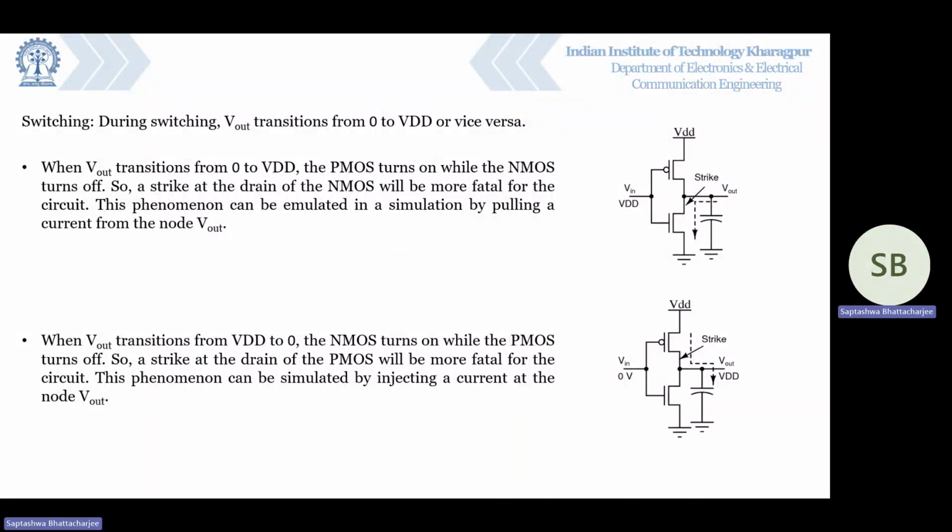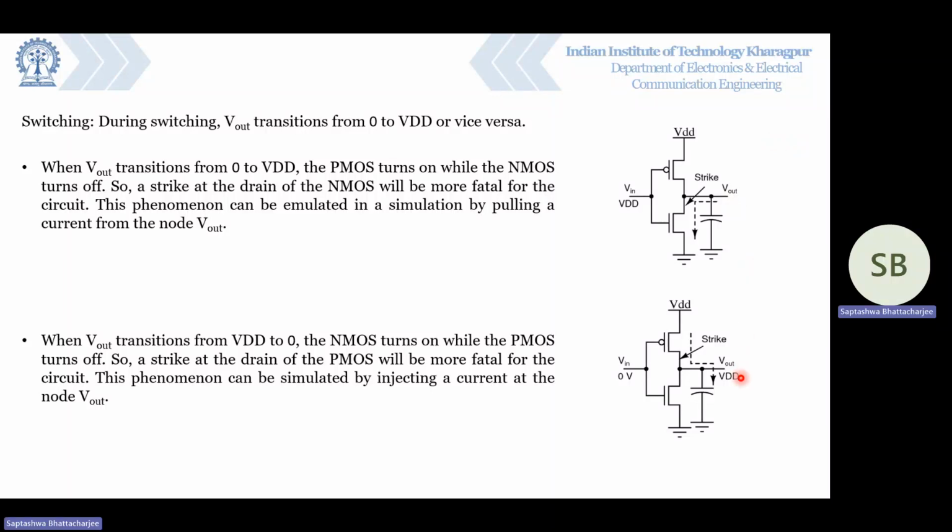Now to capture the impact of a radiation strike on the operation of a circuit, let us see its impact on a node which is undergoing transition either from 0 to VDD or VDD to 0. Over here, we have taken the example of a CMOS inverter. Let us say that the output node is going from 0 to VDD. In this scenario, the PMOS turns on and the NMOS turns off. So if there is a strike at the drain of the NMOS, then it will be fatal for the circuit, since this NMOS will not allow the Vout node to go up to VDD.